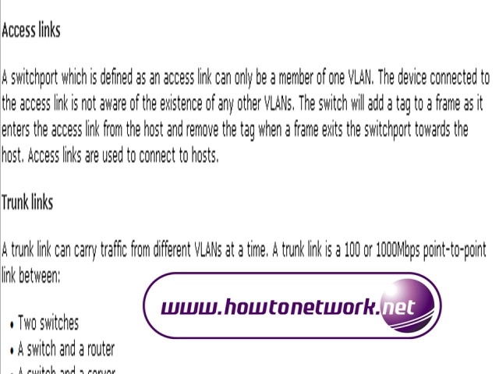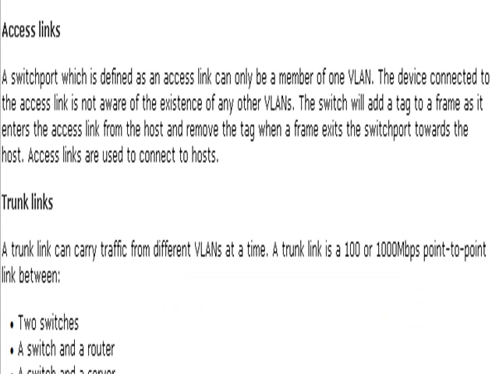The switch will add a tag to the frame as it enters the access link from the host and remove the tag when the frame exits the switch port towards the host. So the switch needs to know which VLAN the host is a member of, obviously, because it's passing information between different VLANs, so it adds a little tag onto the frame. But as far as the end device is concerned, it doesn't need to know.